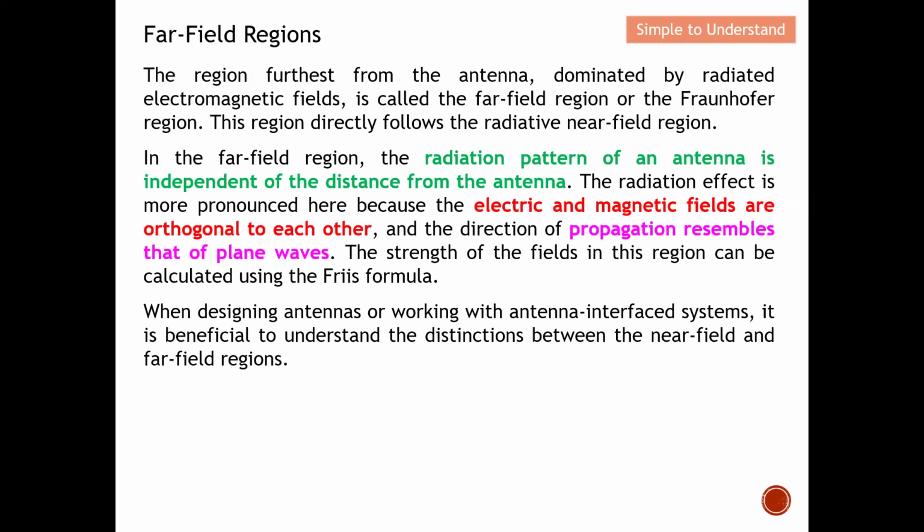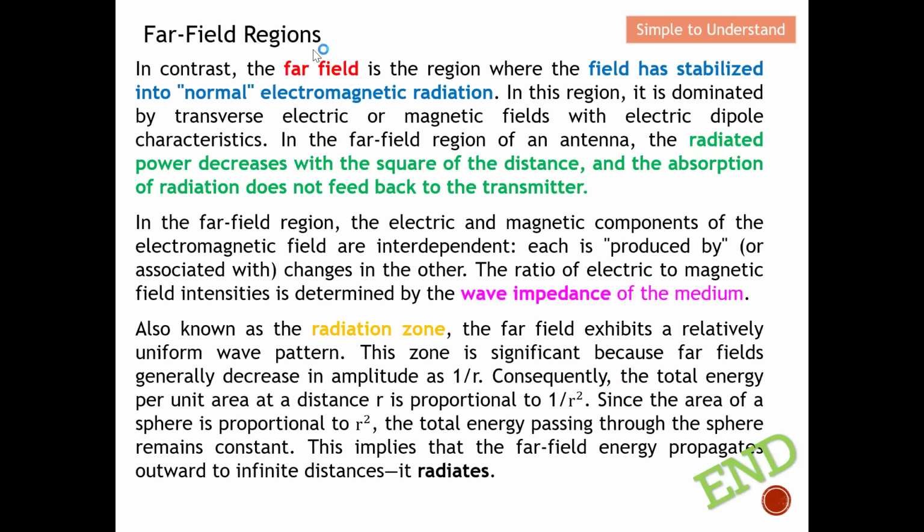This is when the antenna radiates the electromagnetic field that falls under this far field region. In contrast, the far field is the region where the field has stabilized into normal electromagnetic radiation. So once the wave reaches the far field, the field more or less will be stabilized into normal, as usual, electromagnetic radiation. In this region, it is dominated by the E or magnetic field with electric dipole characteristics.